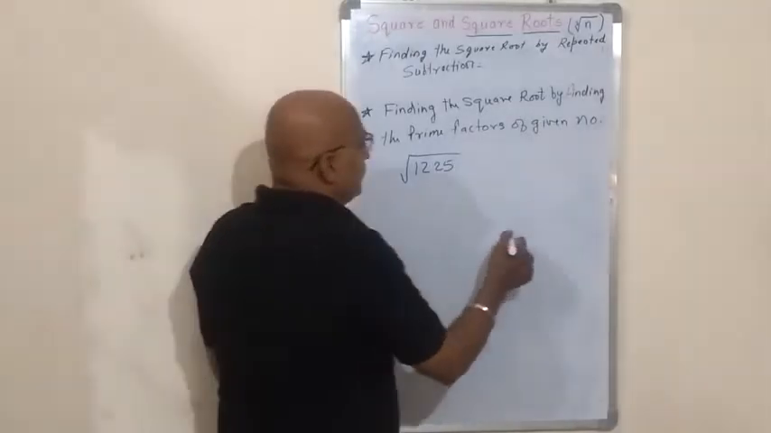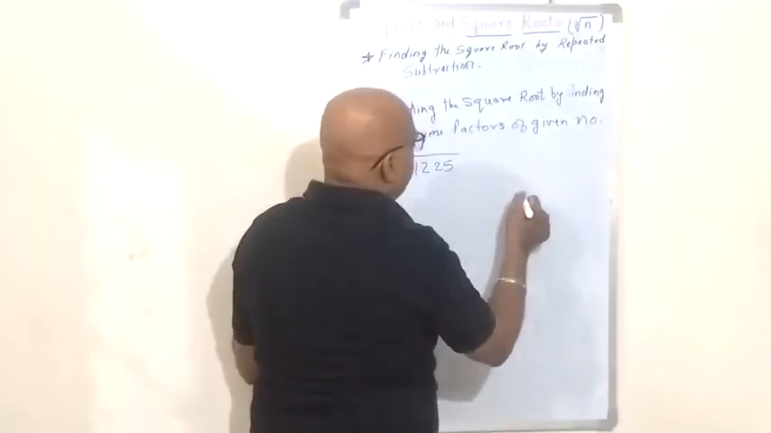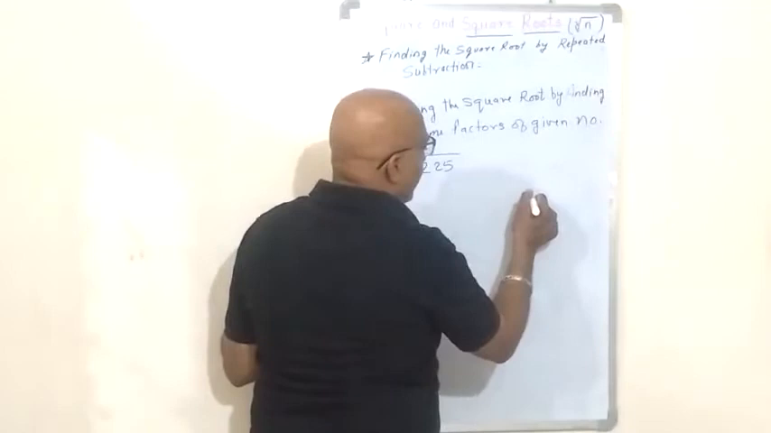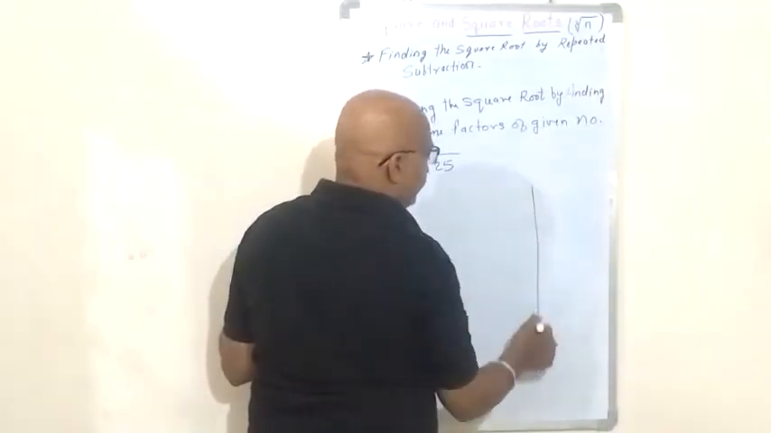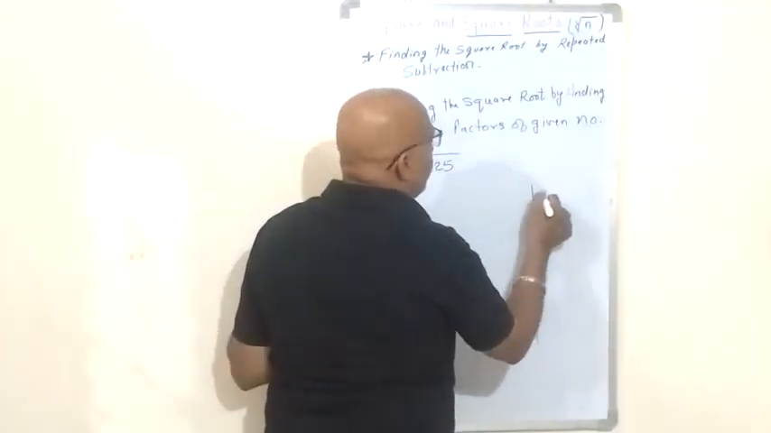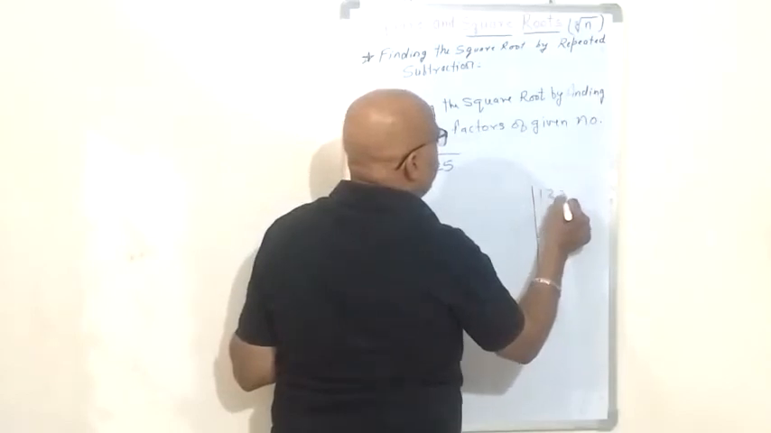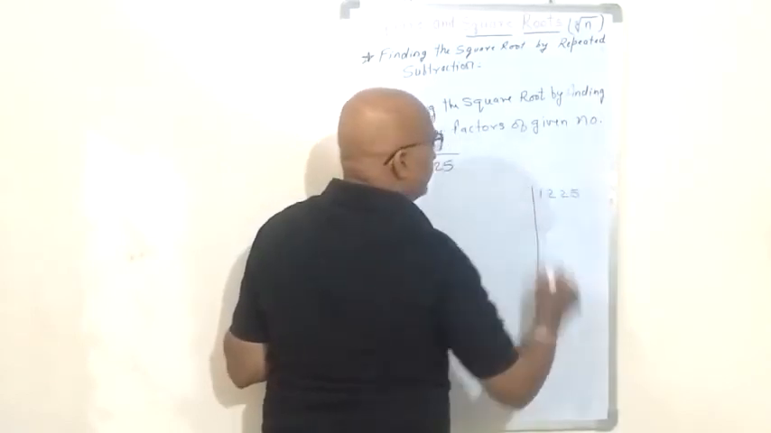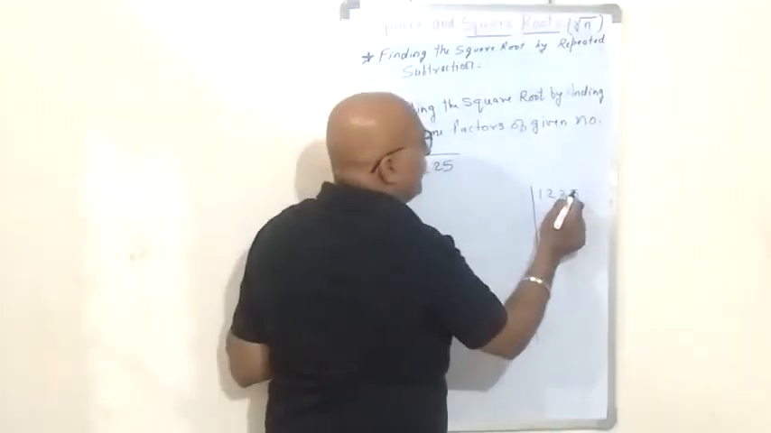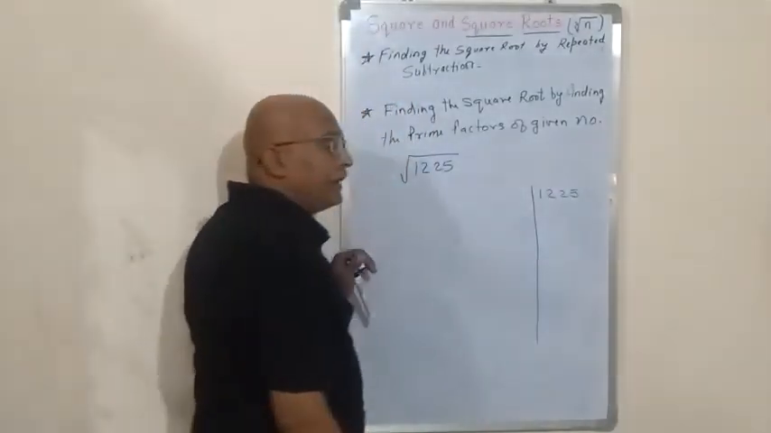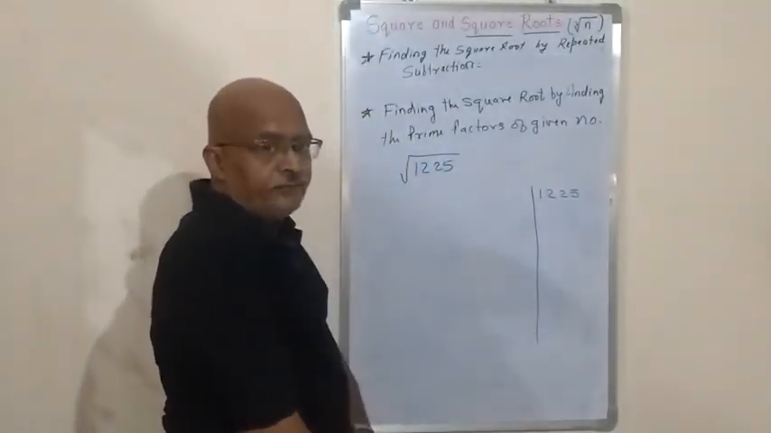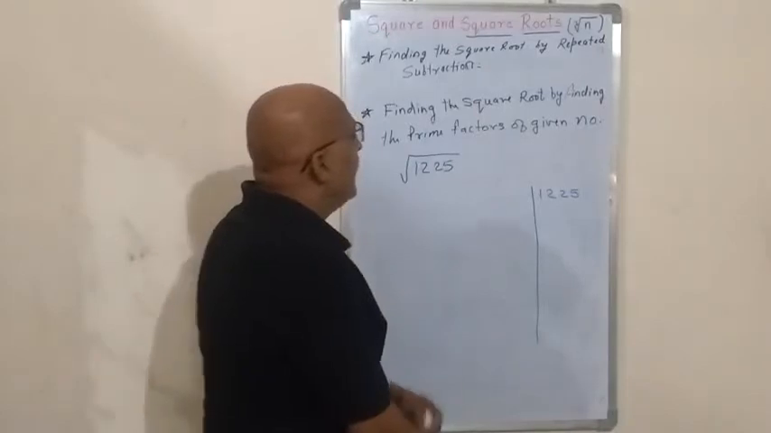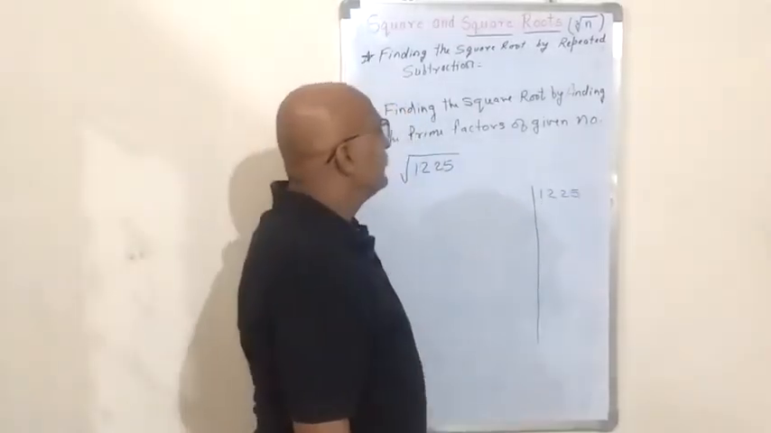Now what to do is, first of all we'll find the prime factors of this. Now finding the prime factors of 1225, since there is a 5 at the end, 2 cannot be a prime factor of this. Now just add this all. What do we get?